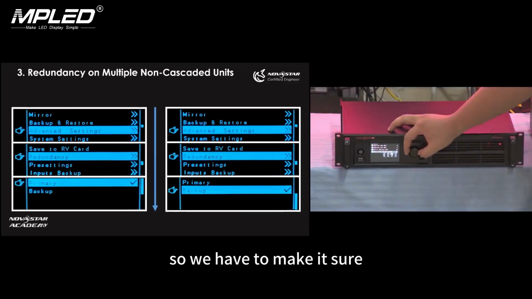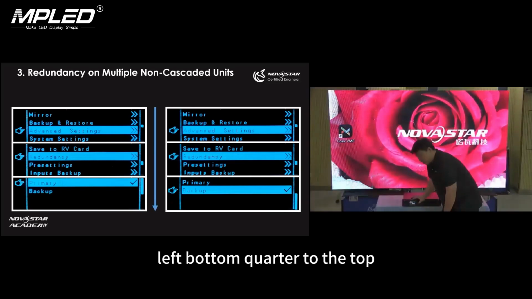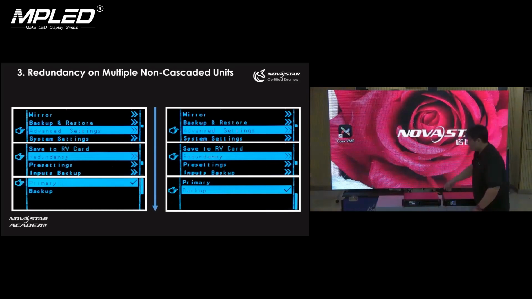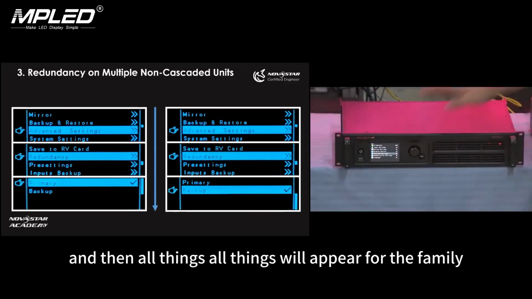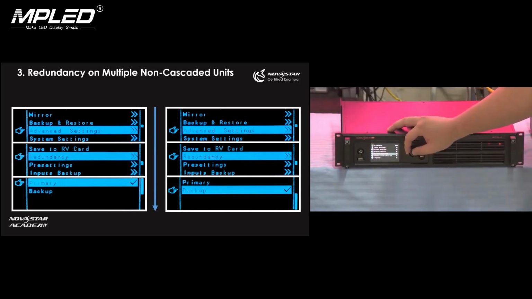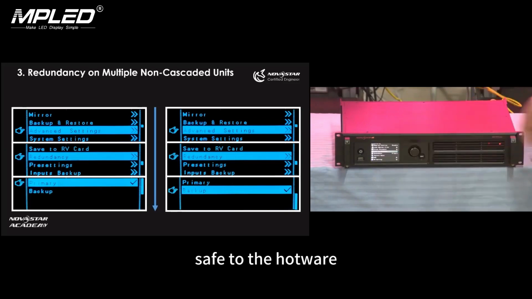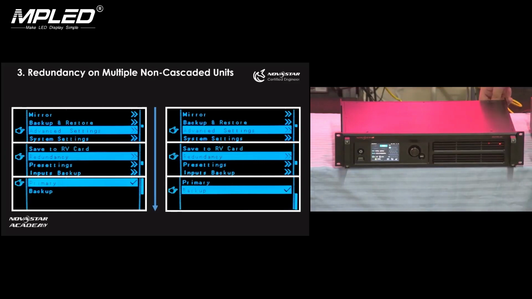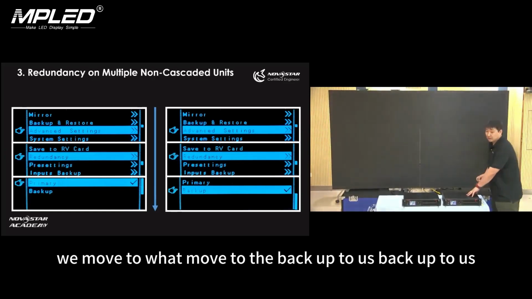So we have to make sure it starts from the left bottom corner to the top, and then go right and go down. Go that way, and then we click it, and then all things will be configured for the primary device. And don't forget, save to hardware. Okay, this is for the primary device, and I plug it out. We move to the backup device.